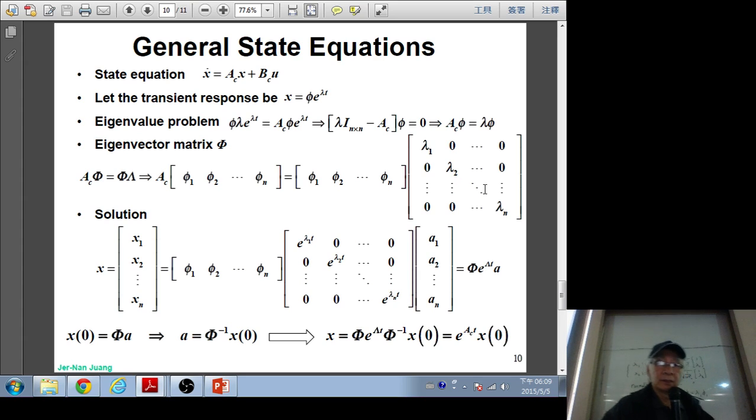Okay, now to solve this x, x equal to x1, x2, to xn equal to phi 1, phi 2, phi n times e to the lambda 1 t, e to the lambda 2 t, and e to the lambda n t, times A1, A2, to An. I have n constants. I have to solve for them if I know the initial conditions. Right? I just generalize the two-dimensional state equations to n-dimensional state equations. That's all.